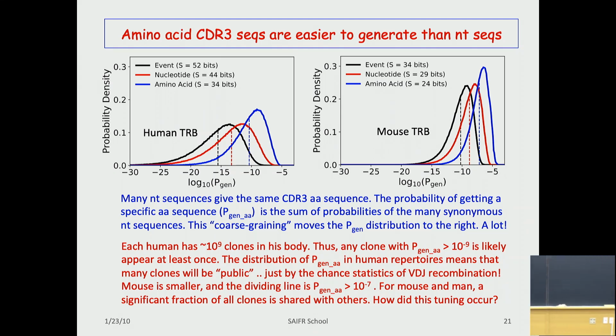Now, the thing that I find really quite fascinating is, okay, so this fact means that in human repertoires, many clones will be what the immunologists call public. Everybody's got them. But this is just by chance statistics of VDJ recombination. One is likely to say, well, if everybody has this thing, it must be because it's useful. It has some functional utility.